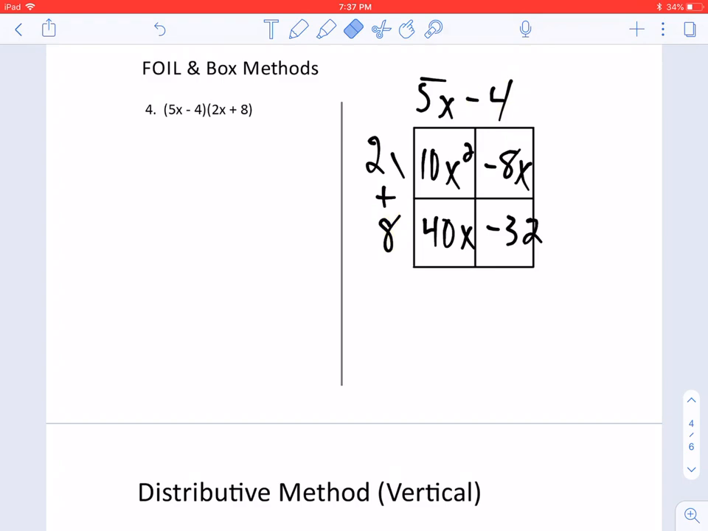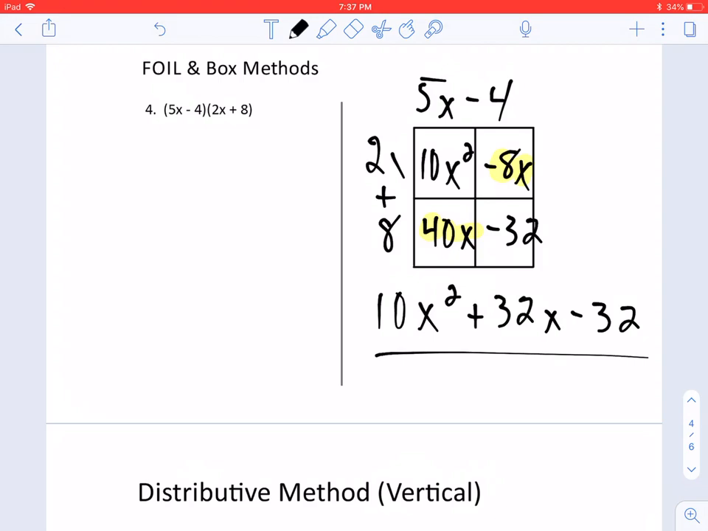So from there, the like terms need to be combined. There's your two like terms. So we have 10x squared plus 32x minus 32. There's your final answer.